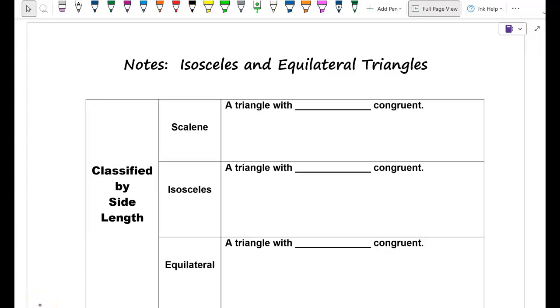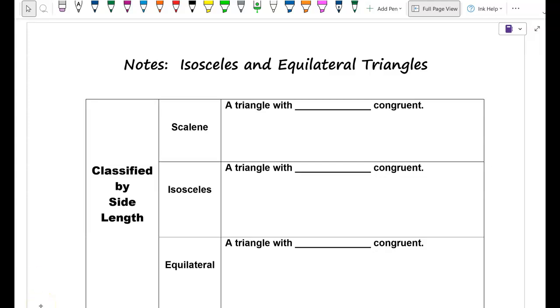All right, we're going to be talking about isosceles and equilateral triangles today. But before we get into those specifically, we're going to talk about ways that we can classify triangles. There's two ways that we can classify triangles. We can classify them by their side lengths, or we can classify them by their angle measure. So we're going to start off classifying them by their side length.